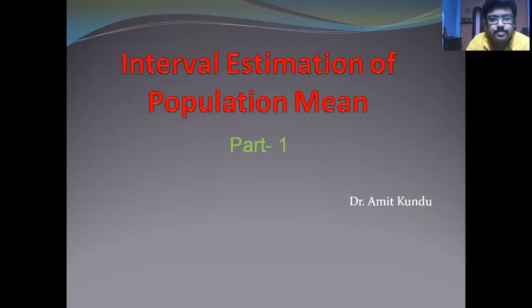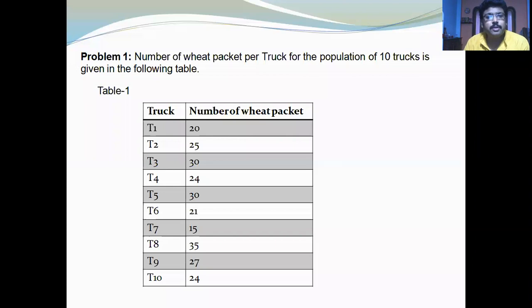So let's begin. Here is a problem. The number of wheat packets per truck for a population of 10 trucks is given in the following table. Here is the table, and you can find that there are 10 trucks, that is T1, T2, T3, T4, T5, and in this way T10. T1 has 22 wheat packets, T2 has 25 wheat packets, and in this way T10 has 24 wheat packets. So this is the information.